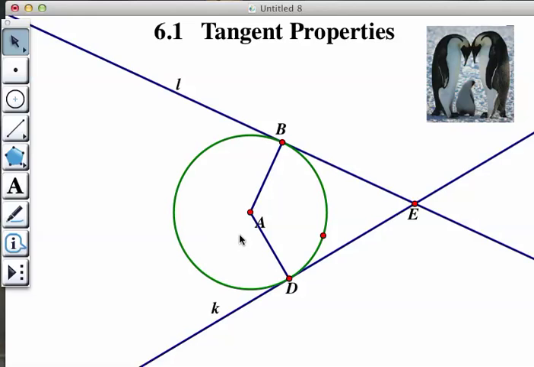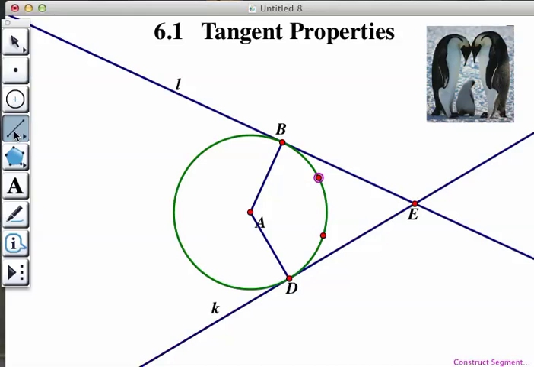Now my second property of tangent lines has to do with the segments that are formed when I make a tangent line from an outside point. So how many lines can be tangent from point E to the circle? Well, there could only be two, right? Only ED and EB.